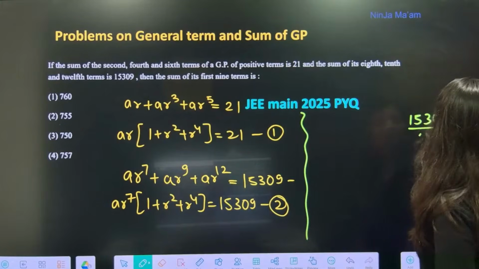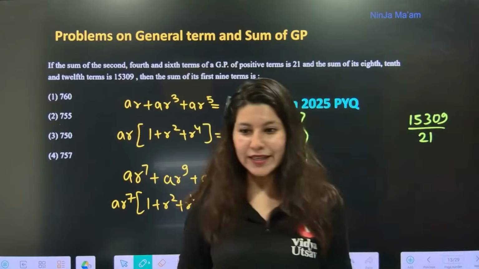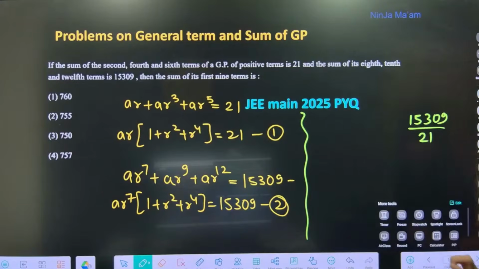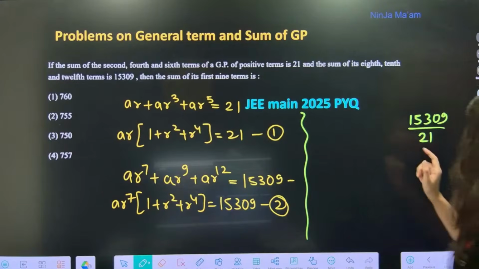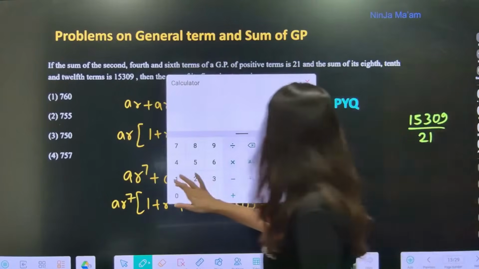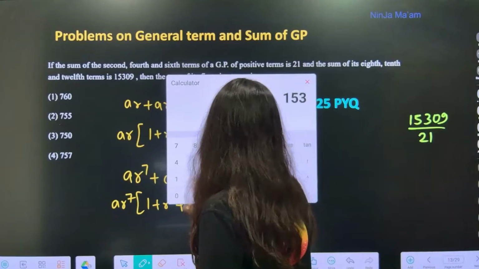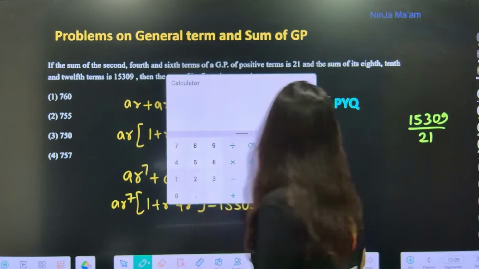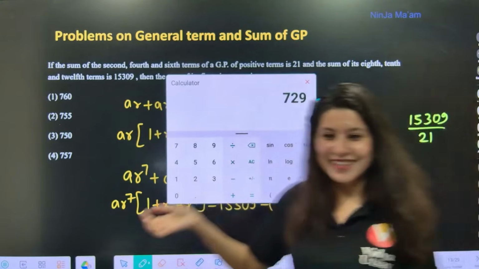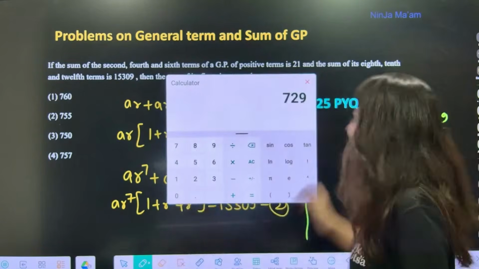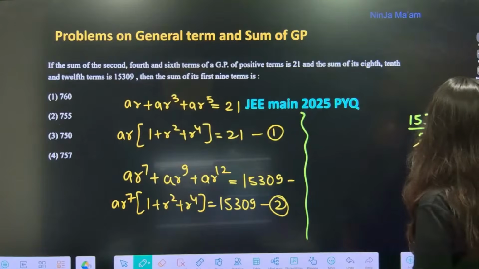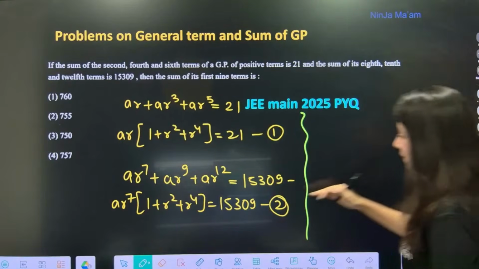15309 upon 21. Now you have got a calculator. I am going to use more than a calculator. 15309 divided by 21 is 729. See, so easy. Now things have become very easy. So 729. You have divided this by this.